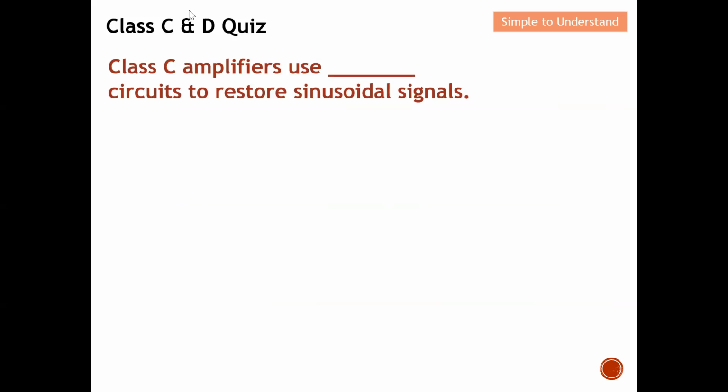Let's do a very quick quiz based on Class C and Class D amplifiers. Class C amplifier uses what circuit to restore the sine signal? Can you still remember? The Class C amplifier uses this tank circuit in order to restore the sine wave.